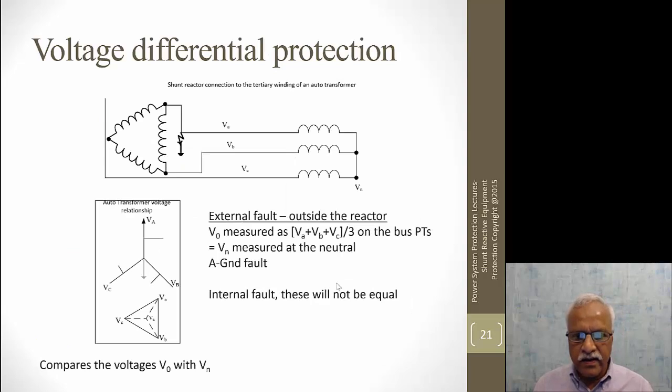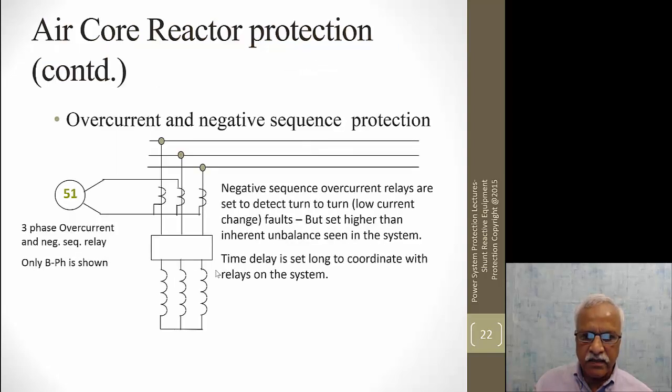So if you look at it, for an external fault, the measured V0 will be the same as Vn, but for an internal fault, these two are not equal, and that is how we detect if there is a fault internal to the reactor. This is a very common method that is used.